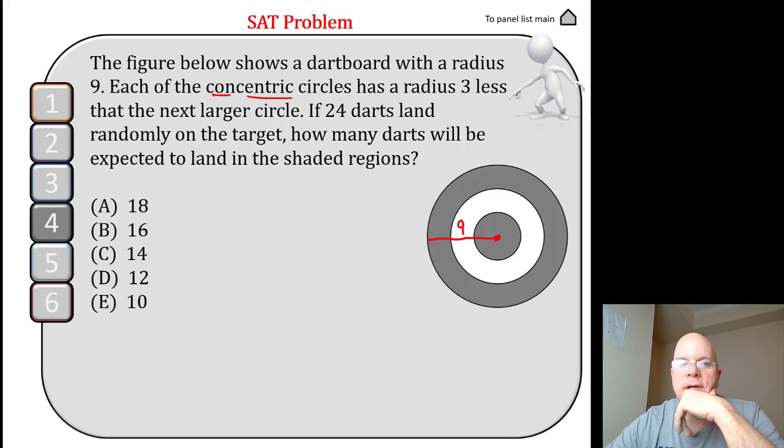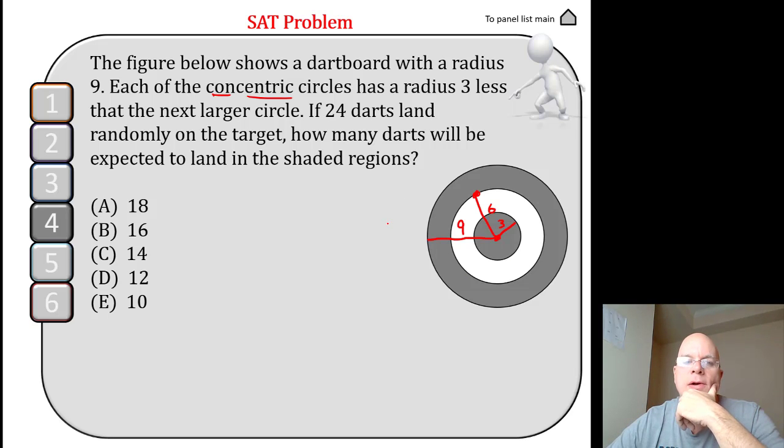Each of the concentric circles has a radius 3 less than the next larger circle. So from the center to the edge of the white circle is 3 less than from the center to the edge of this large gray circle. So this radius is 6, and the radius of the small gray circle is 3 less than that. So 3.